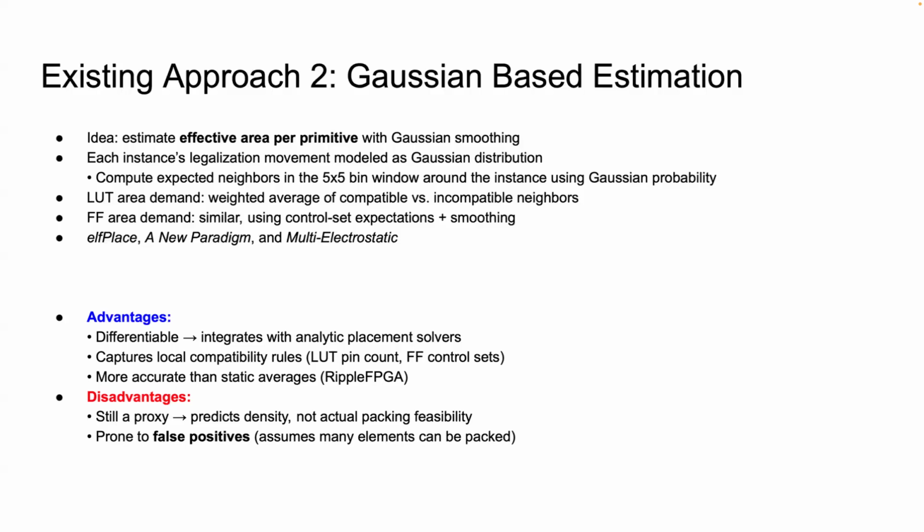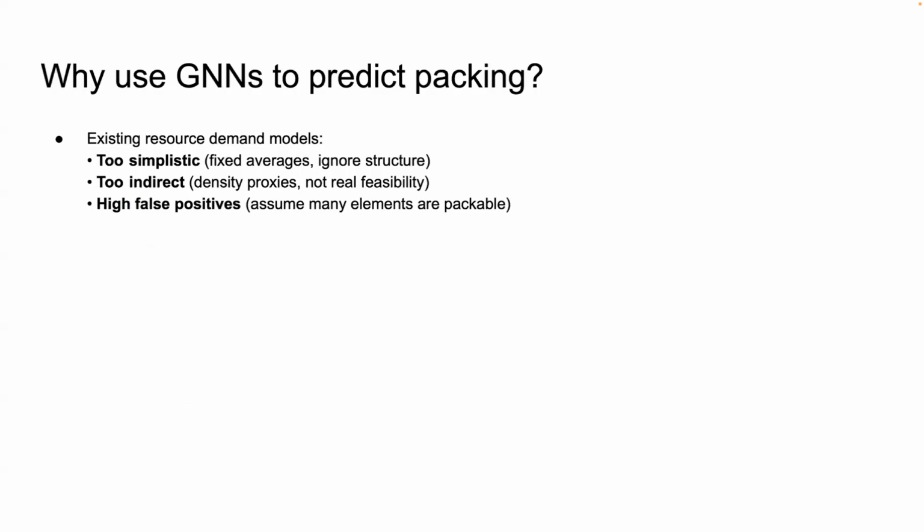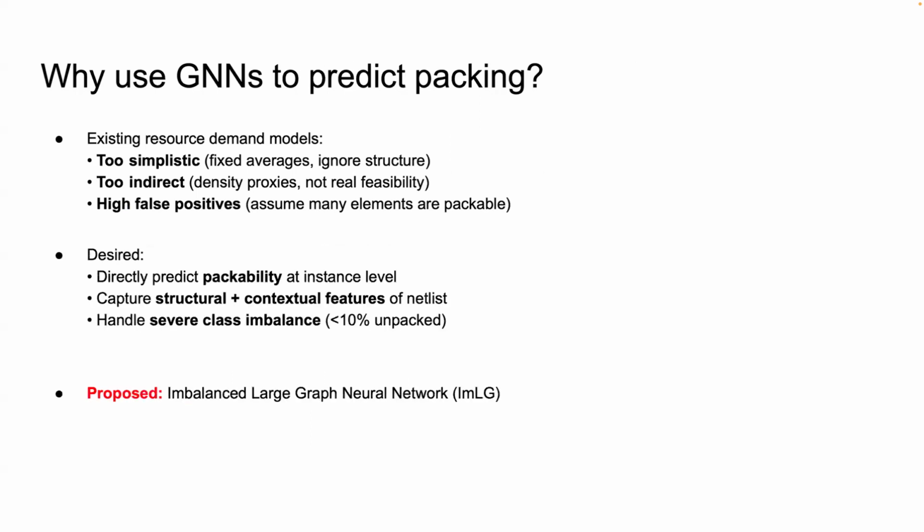Interesting. And after these examples of why one wants to use GNNs to predict packing, for example, in the array adjustment stage, because the existing ones are too simplistic or too indirect, and hyperpulsive arrays, and we want packability at instance level for each flip-flop and LUT, and we want to capture the structural and contextual features of the netlist. For example, we want to capture the netlist connectivity and the location of the global placement as well. And yeah, we want a model that could handle the severe in-class imbalance as well.